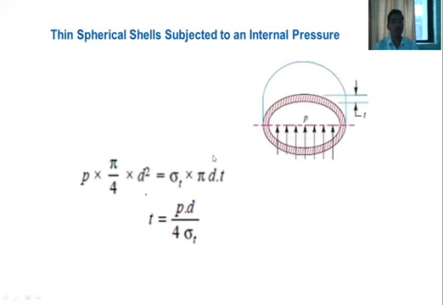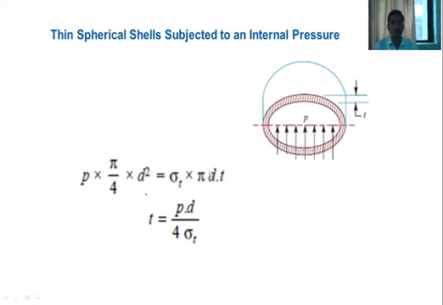Then for a thin spherical shell subjected to an internal pressure Pi or P, we can calculate the thickness of that thin spherical shell by using the formula P into D by 4 times sigma T, where P is the pressure acting inside the spherical shell, D is the diameter of the spherical shell, and sigma T is the tangential, or hoop stress, acting on the circumference of the spherical shell. So from this you can also get the tangential stress or thickness of the material.